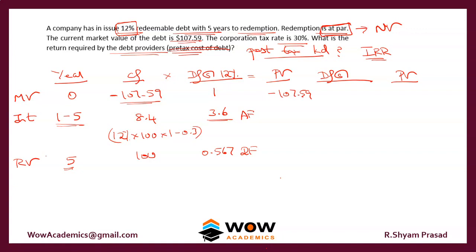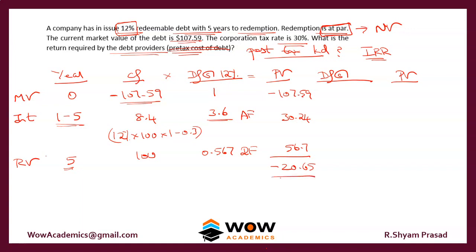The interest comes to 8.4 into 3.6, which comes to 30.24, and the last number comes to 56.7. 100 into 0.567 is 56.7. So we'll add all these numbers and let's get the answer. So the answer comes to minus 20.65.